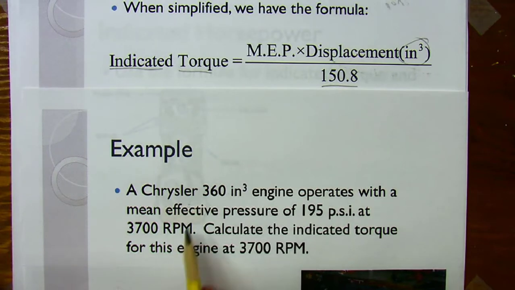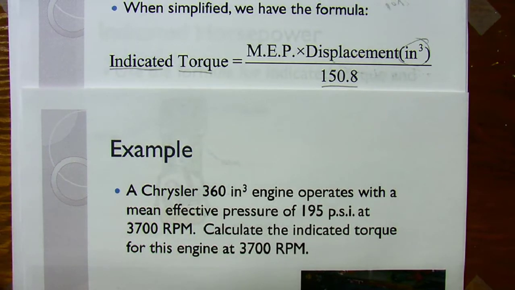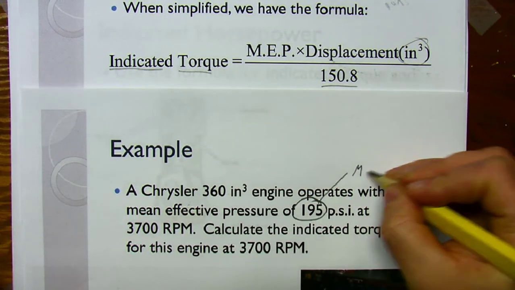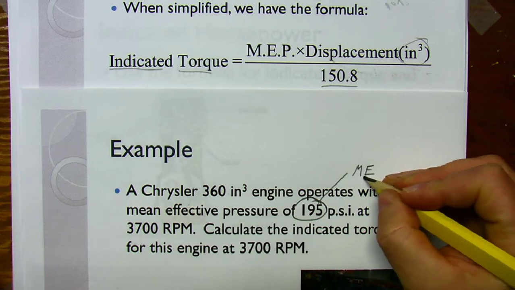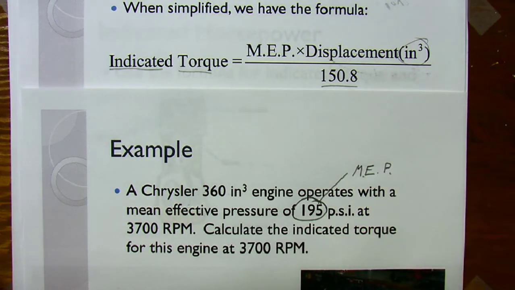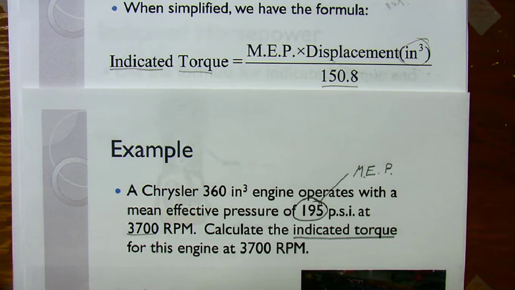Okay, Chrysler 360 cubic inch engine operates with a mean effective pressure, that is your MEP, of 195 psi. That means that on average, when that engine's running, those pressures have about 195 psi in them, sometimes more, sometimes less. That's at 3,700 RPM. If we rev the engine differently, then this would change. Okay, let's calculate how much indicated torque we have.